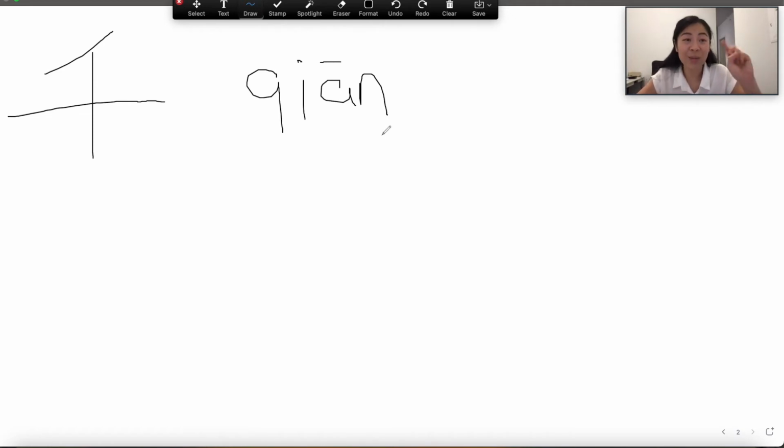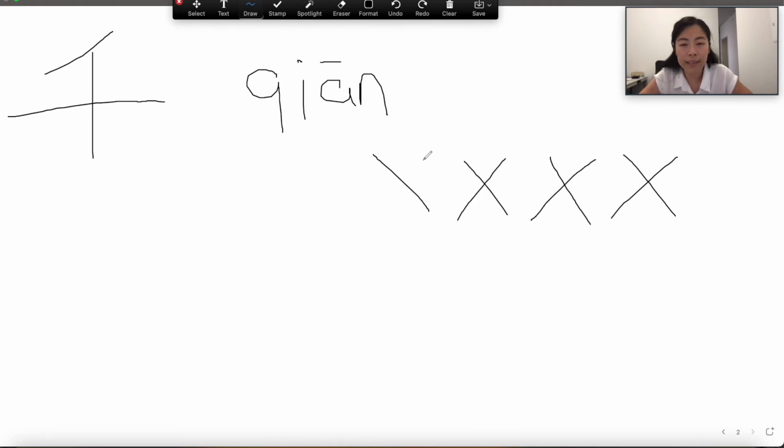It doesn't mean 1,000 or 2,000. So just think of it as a measurement. It just means thousand. All right, so within the thousands, there's also another special rule that I want to introduce to you guys. So for example, here's what my number looks like: the tens digit, here's the hundreds digit, and here's the thousands digit.